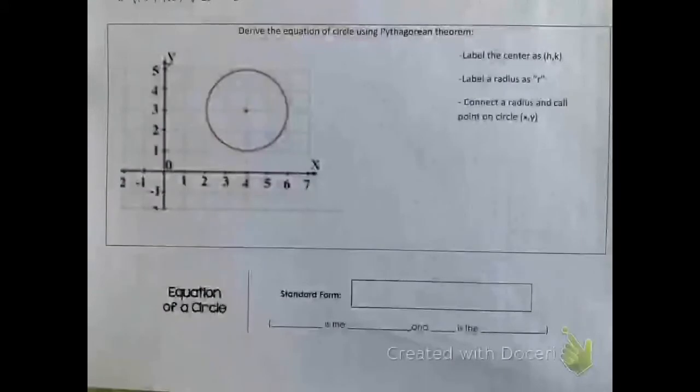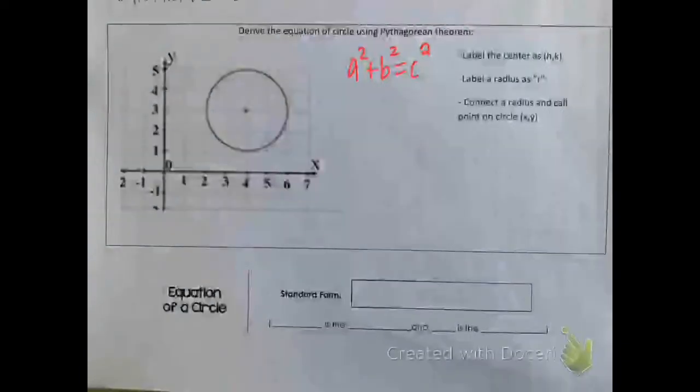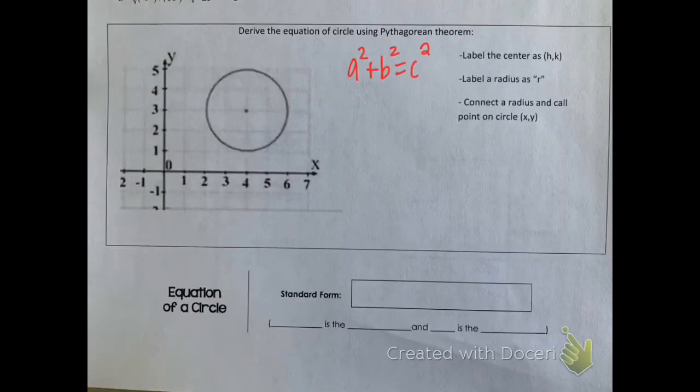So the goal for the notes is to derive the equation of a circle, which comes from the Pythagorean theorem, a squared plus b squared equals c squared. And just like the warm-up, where the Pythagorean theorem looked different in the form of the distance formula, we're going to be rewriting this theorem using different letters.